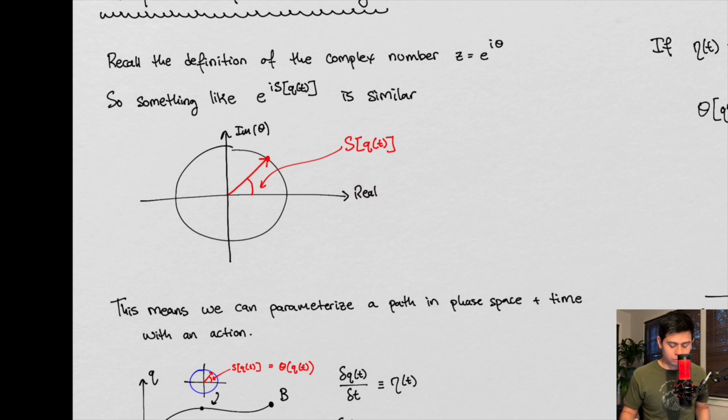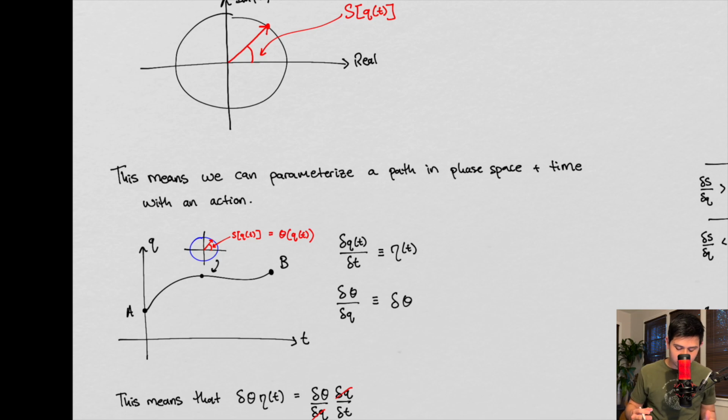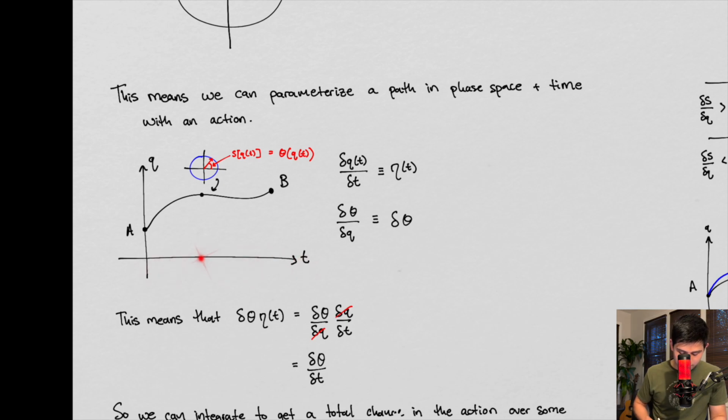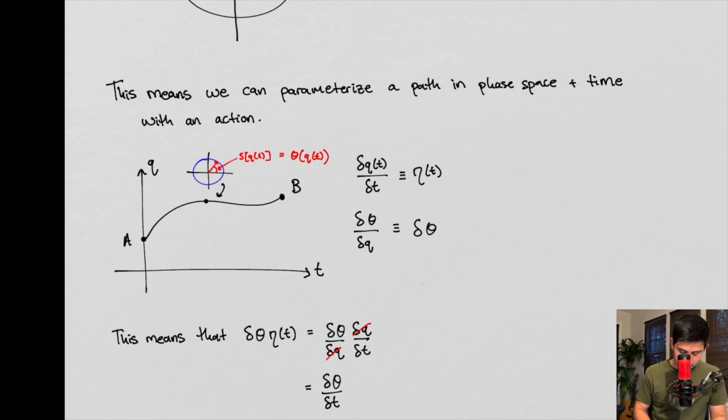So why is this useful? This means we can parameterize a path in phase space and time. Again, we have our time axis with an action. For every path, we attach an action to that path. If this path is evolving in time, the angle will be evolving in time as well. The way we think about this is that the time drives the coordinates, the time drives the evolution of the states, which drives the action. So that's encapsulated right here.